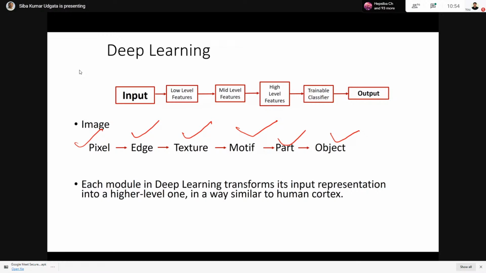So this is how we say that each module in deep learning transforms its input representation into a higher-level one, in a way similar to the human cortex. For example, if I look at the image, initially I see only pixel values, right? Red, blue, green, etc. Then finally I see that there is a window there. This is a white-skinned fellow. He uses a spectacle. Then I get to know that okay, there is a nose. Then I find that this is a long nose, this is a big eye, this is a fair complexion, and slowly I find out who that object is. That is how, people say, the human cortex also works.